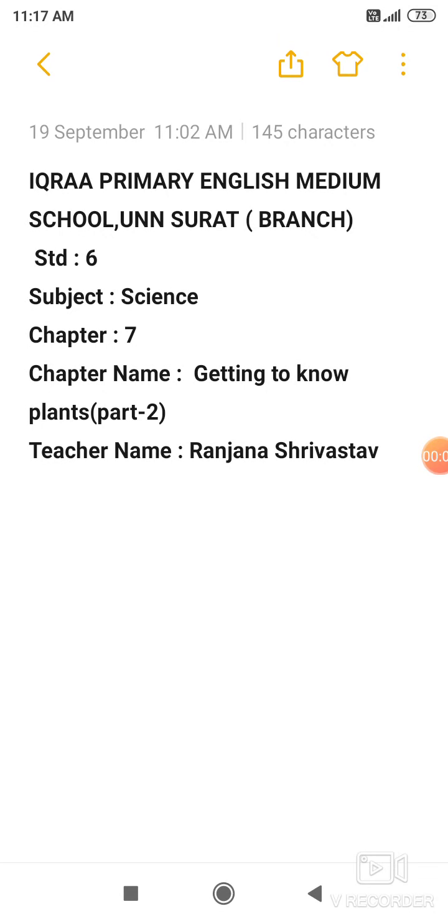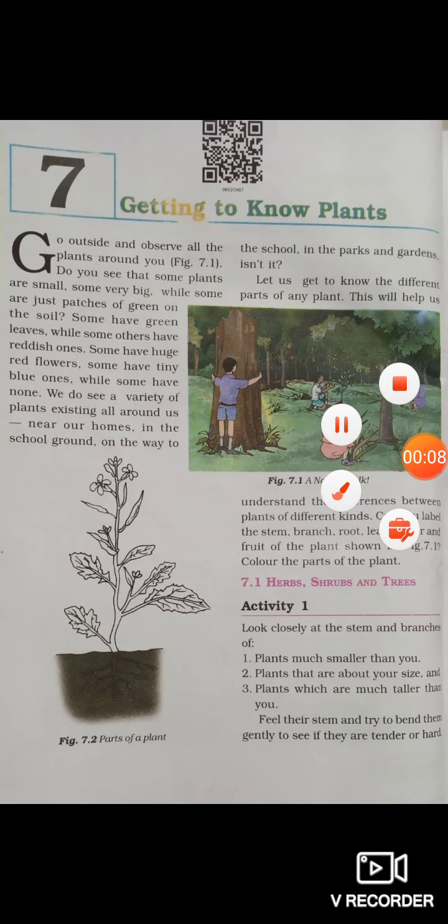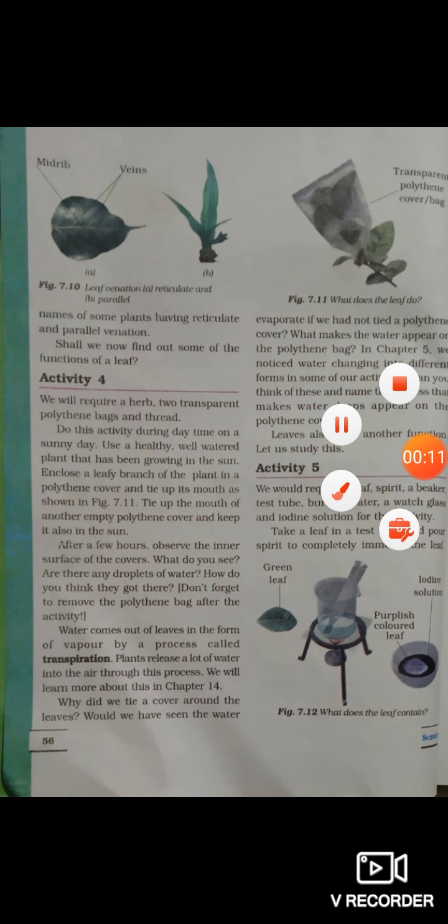Students, welcome again with the same chapter number 7, Getting to Know Plants, which is part 2 of this chapter. Now we will study about two important functions of leaves, photosynthesis and transpiration.